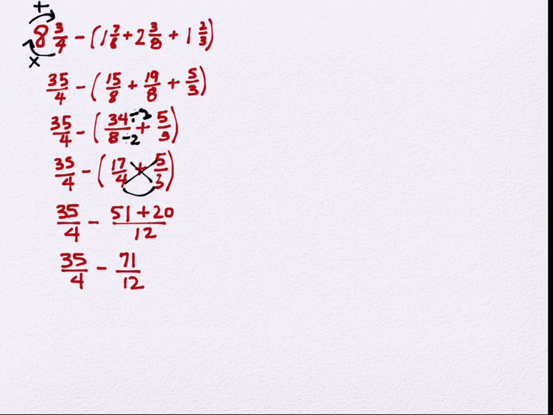Now it's possible the 71 over 12 reduces. Certainly they're not both divisible by 2. The only other possibility besides 2 or 4 would be 3. So does 71 divide by 3? It doesn't. So we can't reduce that one. But it's good for us to check that.